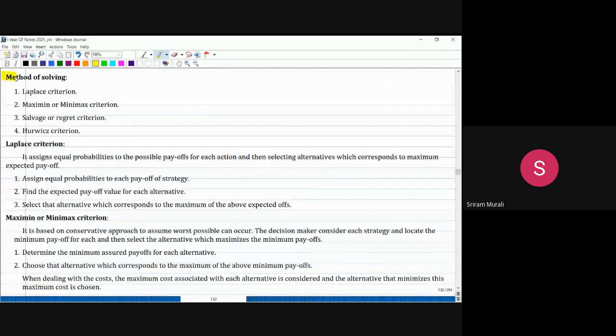So the method of solving. Now I come to the method. So far I discussed theory. Now onwards the problem starts. So 4 methods are there: Laplace criterion, maximax and minimax criterion, salvage or regret criterion, Hurwicz criterion. I don't want to explain the steps right now. Once I go to the problem, I will tell you the steps.